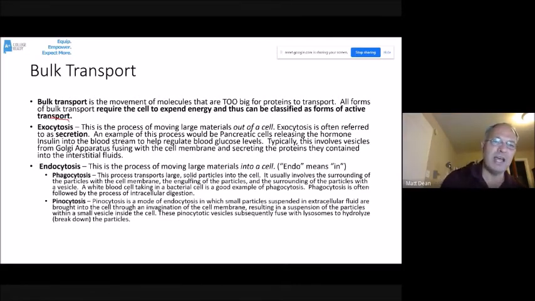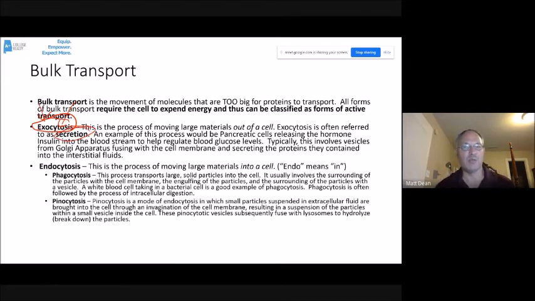One of them is exocytosis. If we break that word apart, exo means outside, cyto means cell. So this is the process of moving large materials out of a cell. Sometimes we'll refer to it as secretion.